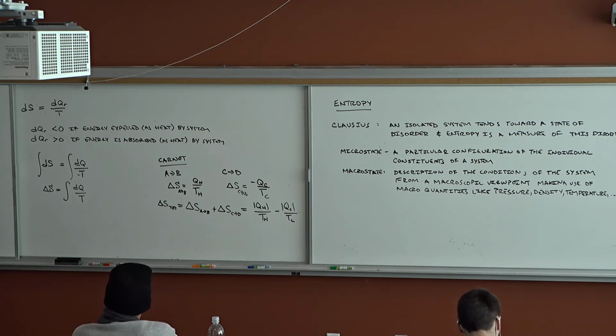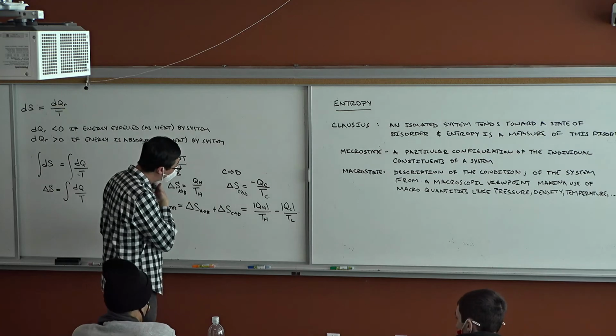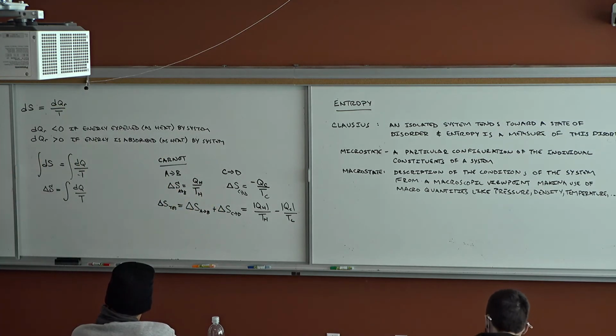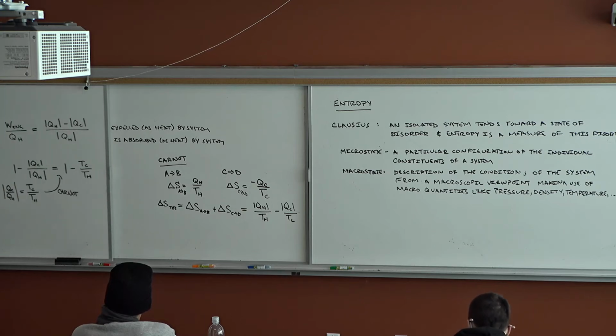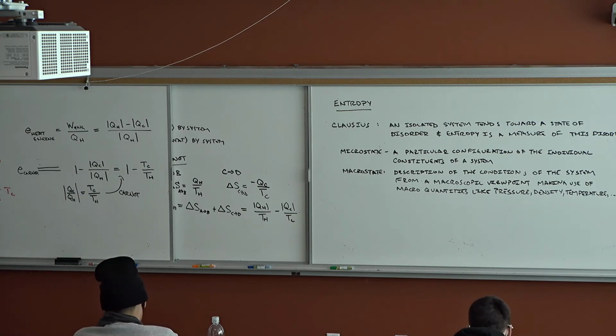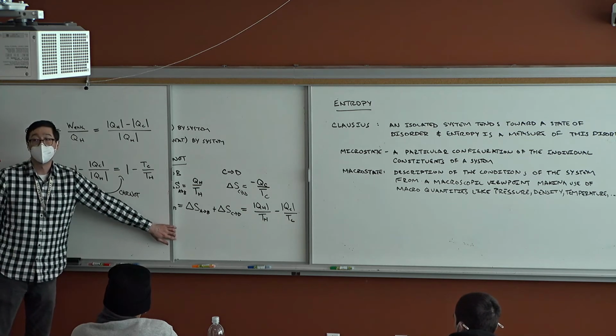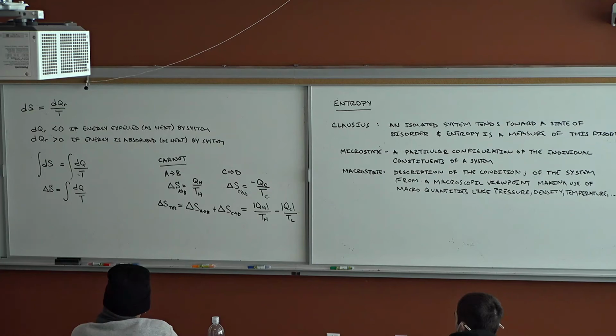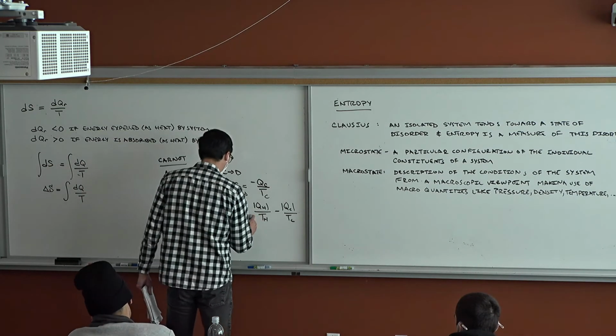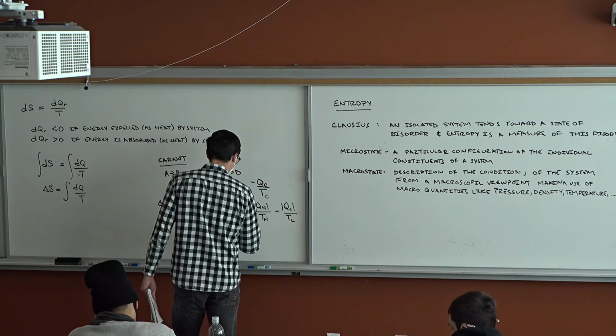But recall right here that we said that for the Carnot cycle, QC over QH is TC over TH. And so QH over TH is equal to QC over TC. Yeah? And so as you guys rightfully stated, for the Carnot cycle, this is 0.